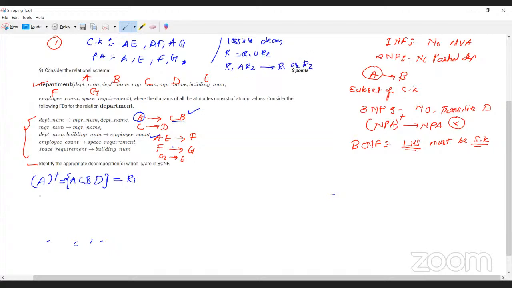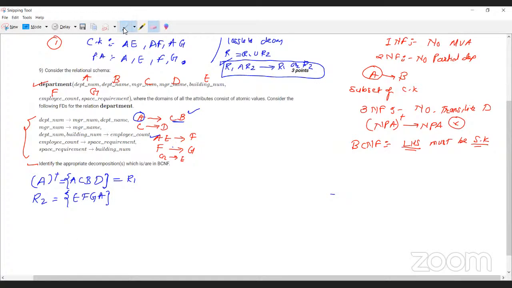Here my R1 is ABCD. So what should be my R2? All the attributes which are not present in R1, so I can add EFG. But now I have to add one attribute such that R1 intersection R2 determines R1 or R2. Which attribute should I add from ABCD? A, because the intersection of R1 and R2 is A, and if I take the closure of A, I will get R1. So this condition will also be satisfied. So this is my 2NF decomposition.